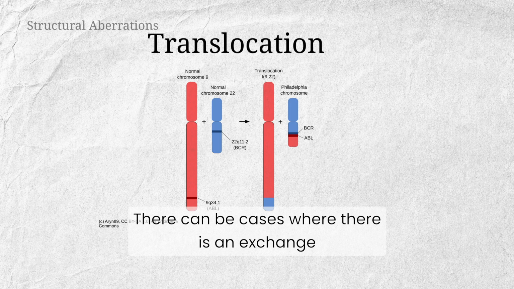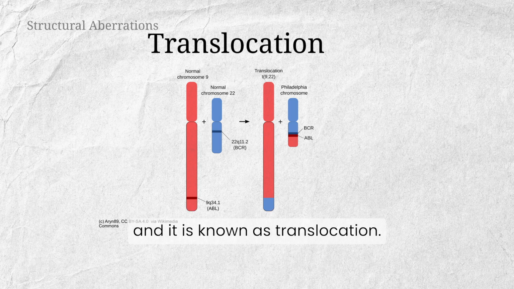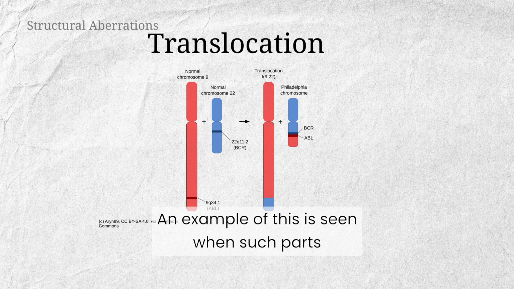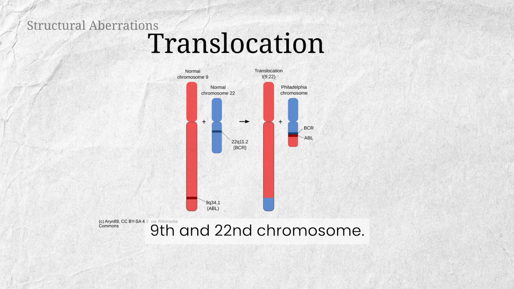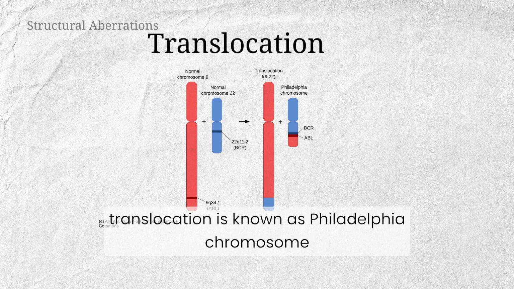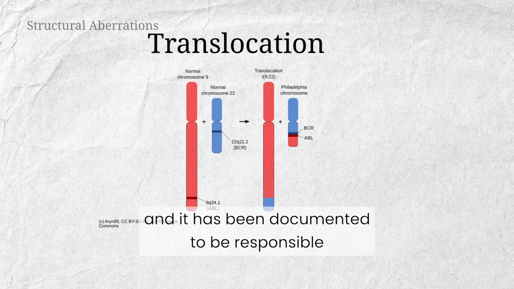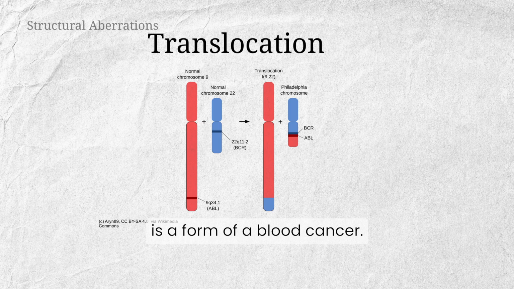There can be cases where there is an exchange of parts of a chromosome with another chromosome, and it is known as translocation. An example of this is seen when such parts of genetic material are exchanged between the 9th and 22nd chromosome. The chromosome that forms as a result of this translocation is known as the Philadelphia chromosome, and it has been documented to be responsible for causing chronic myeloid leukemia, which is a form of blood cancer.